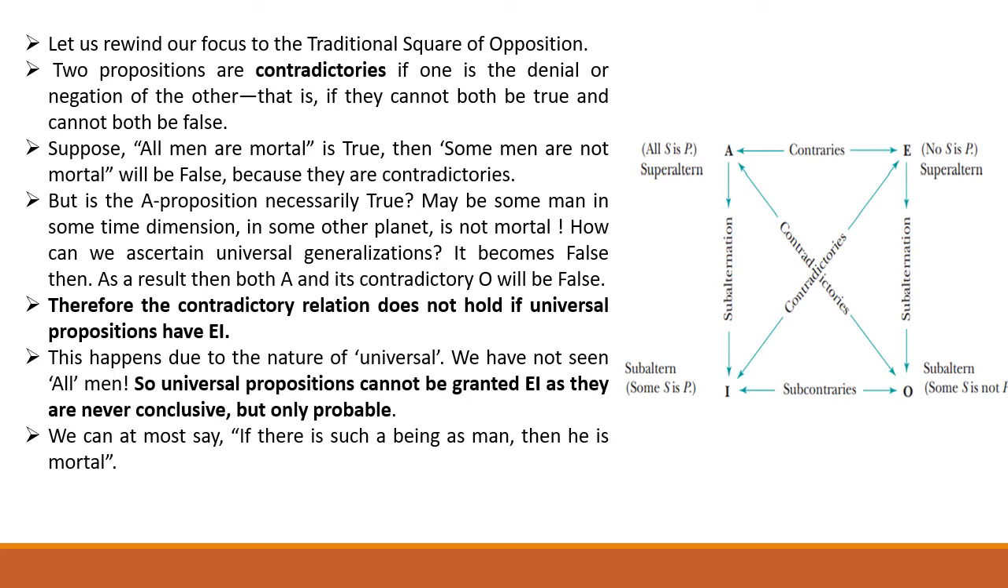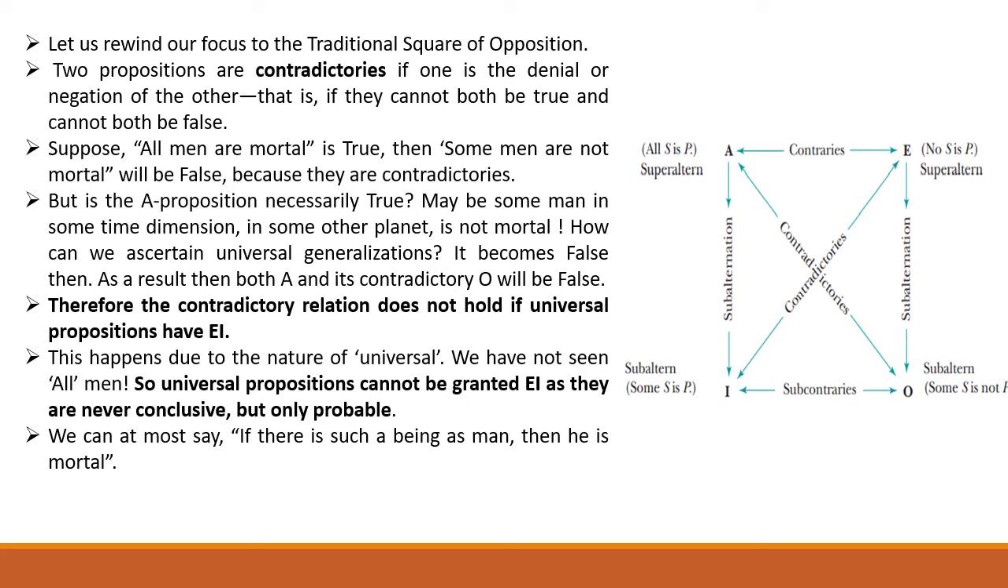They are only probable, highly probable, but conclusive, no. We can at most say that if there is such a being as man, then it is mortal. Maybe it is highly possible that some man in some dimension on some other planet is not mortal. And one counterexample is enough to prove that the A proposition, all men are mortal, is false. So how can we ascertain universal generalizations? We cannot, because of their very characteristic. What becomes false? The universal proposition that all men are mortal. It will be false because someday in the near future, maybe a man will come who will be immortal. Then this proposition will become false.